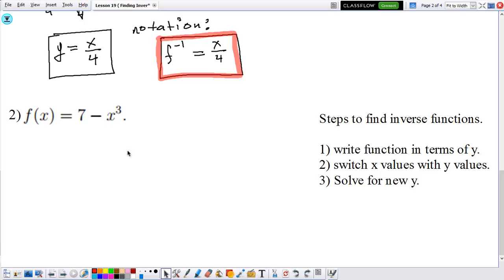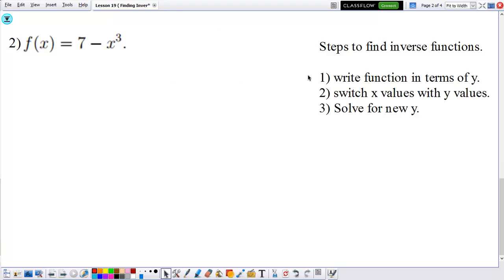Again, first step, it's always the same. If it's written in terms of f of x, we want to write it in terms of y. So let's just switch it. So now this becomes y equals 7 minus x to the third. So good. That's our first step.